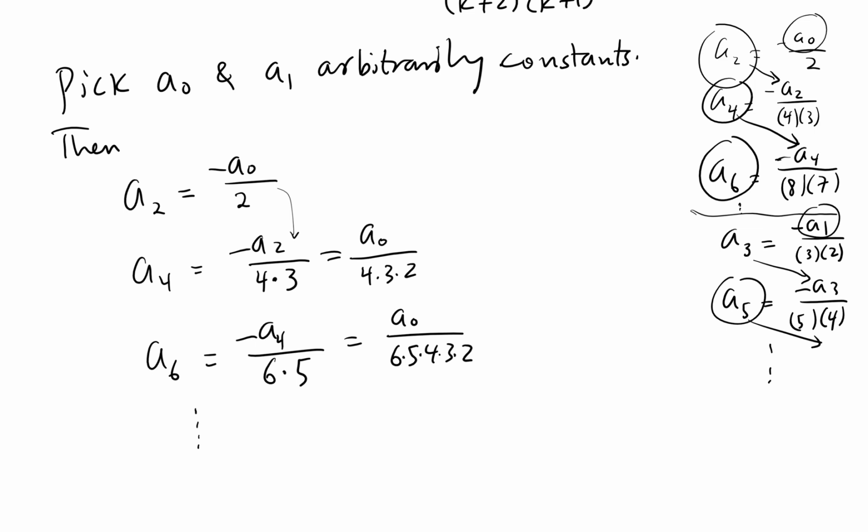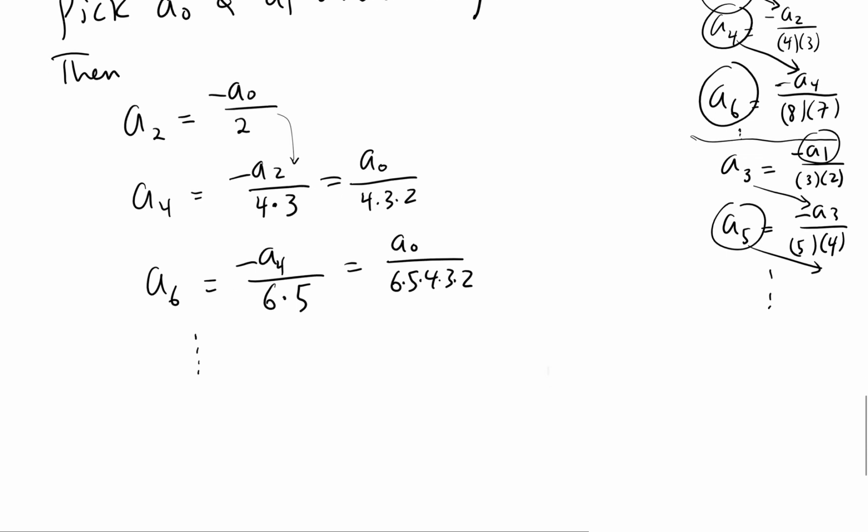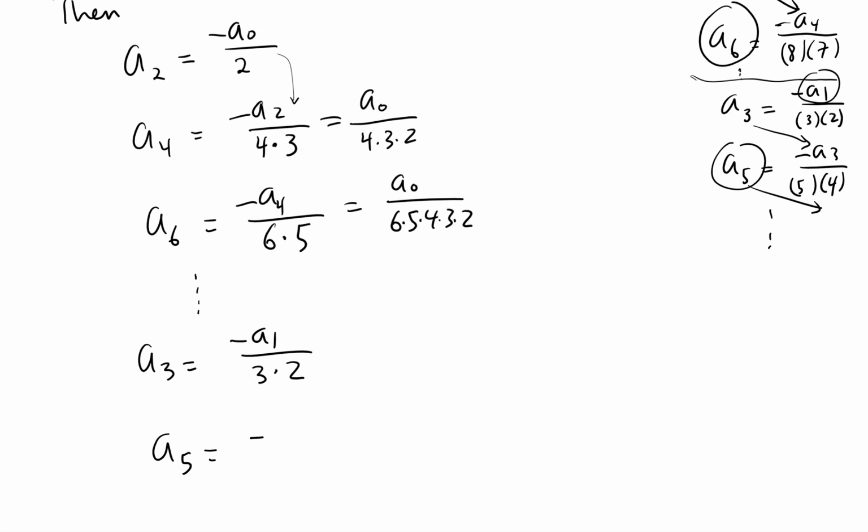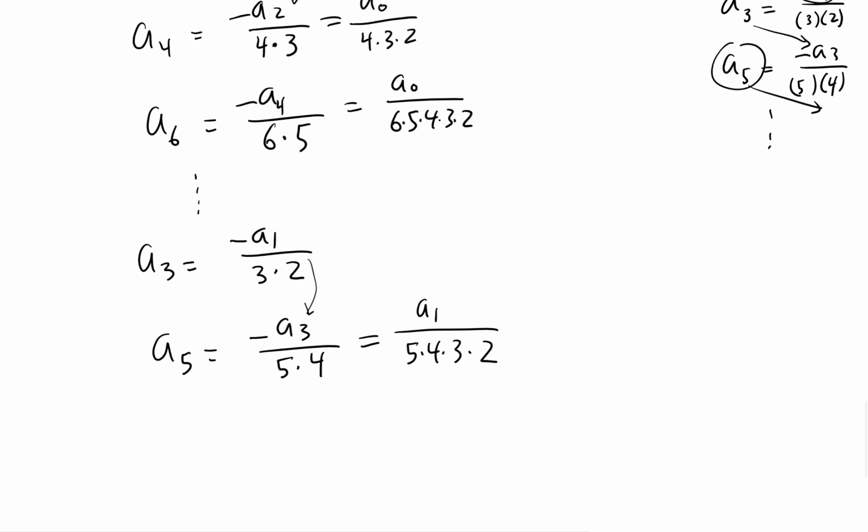We do it in a similar way. We look at the odd indices, a sub 3, as I did on the right side. A sub 3 is negative a1 over 3 times 2. A sub 5 is negative a3 divided by 5 times 4. But again, you can substitute that in here. That will get rid of the negative. That gives me a1 over 5 times 4 times 3 times 2. And then a7, you can do the same thing for a7. So what do we get here?